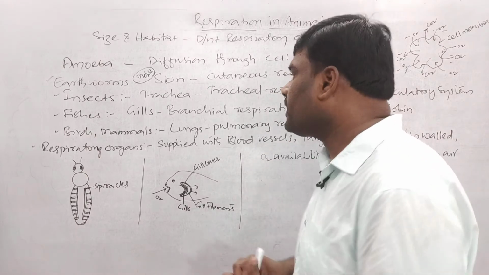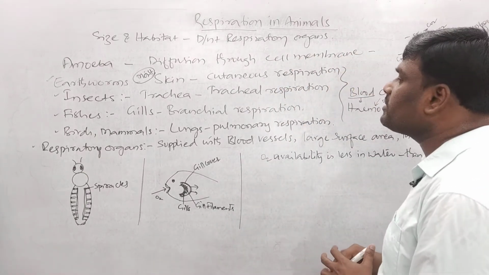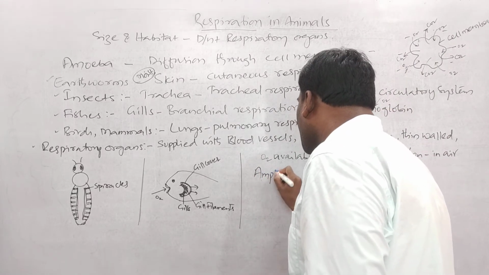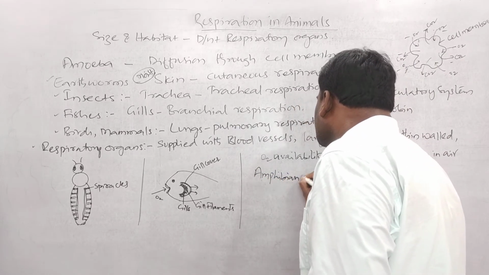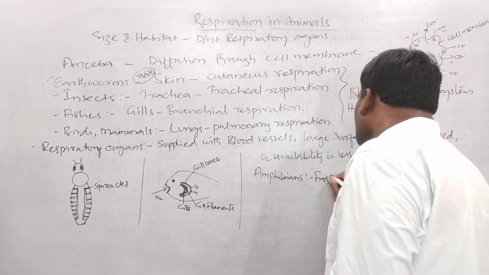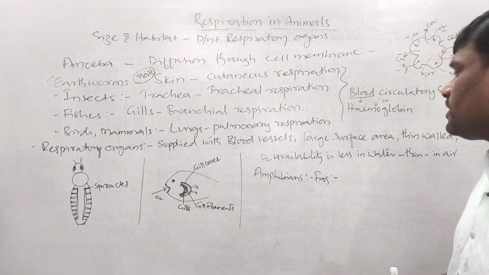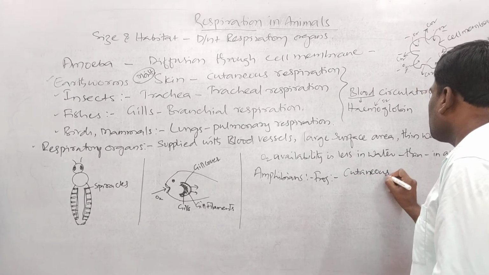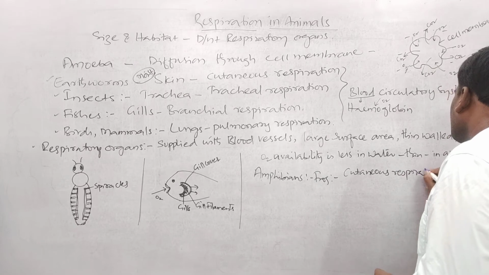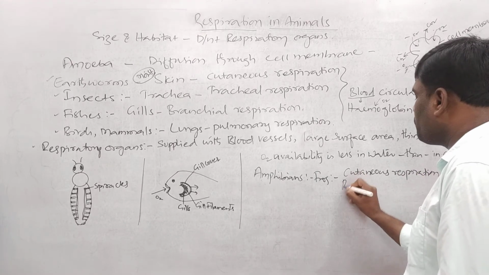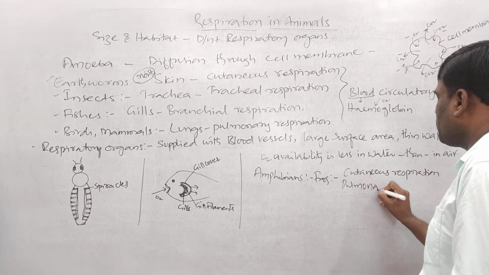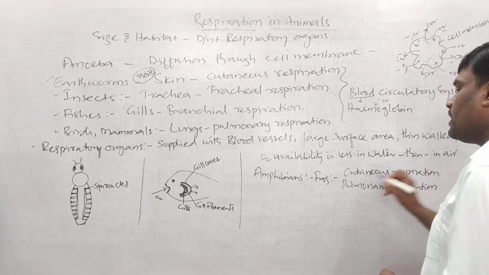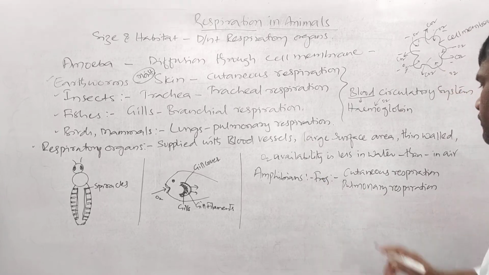Got it? So next, what about the birds, amphibians as well as mammals? Especially in amphibians, for example a frog, children, two types of respiration are seen there. What is that? Cutaneous respiration is seen, as well as pulmonary respiration, especially in the frogs, children.